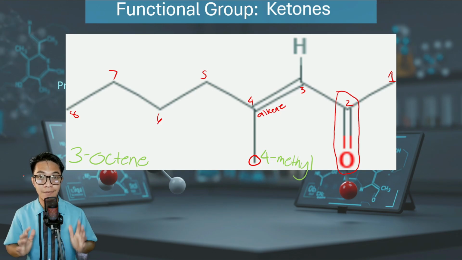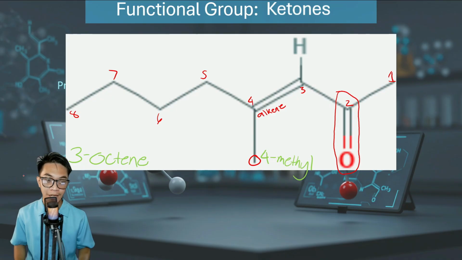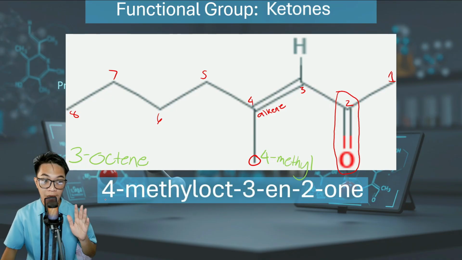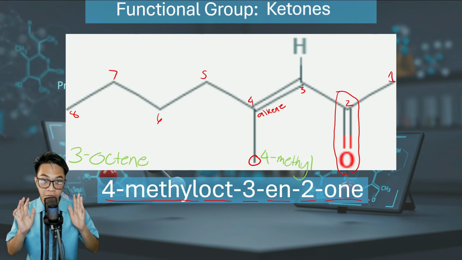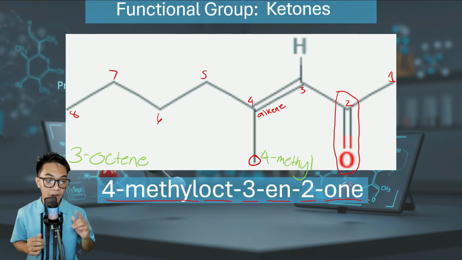Now, it's time to add them all together to have our ketone name. First we have the name of our branch. Second is our parent chain, which is an octene. So we have to specify the location of the double bond on the third carbon. That's why we have the 3-ene, and that's a suffix for the alkene. And lastly, the location of our ketone, so that's on the second carbon with the suffix of -one. So finally, the name of our ketone is 4-methyl-oct-3-en-2-one.